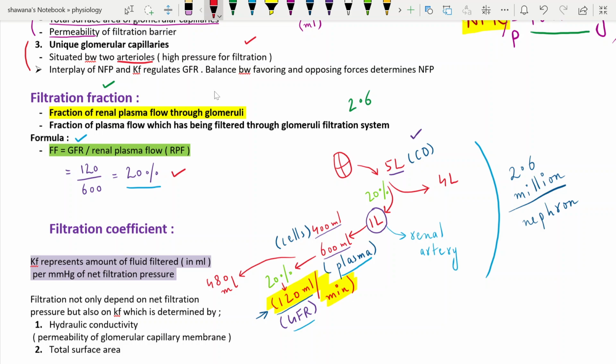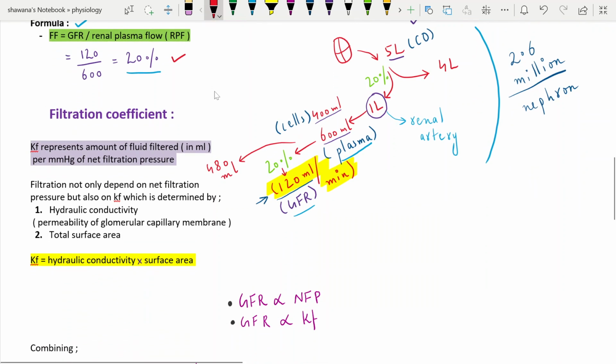120 ml is the glomerular filtration rate, the rate at which the plasma is being filtered per minute. Okay, and from the formula, the filtration fraction can be calculated: GFR divided by the renal plasma flow, which is 600, and we obtain a number which is 20%. It is the filtration fraction. Okay, after that, what is the filtration coefficient?